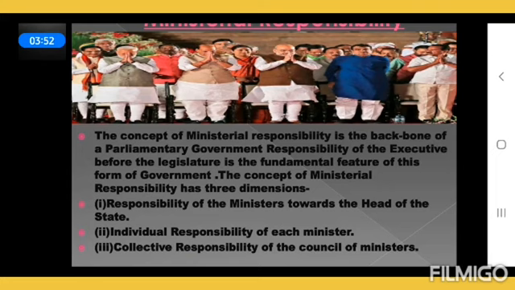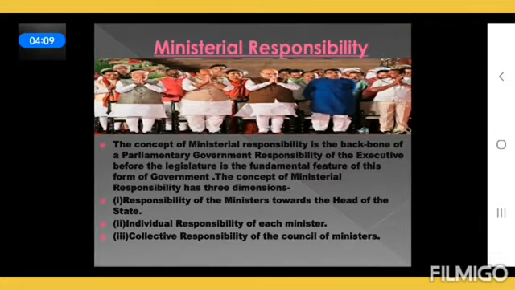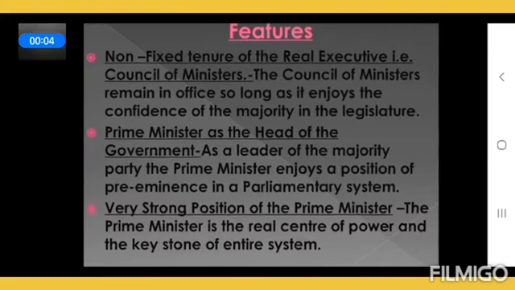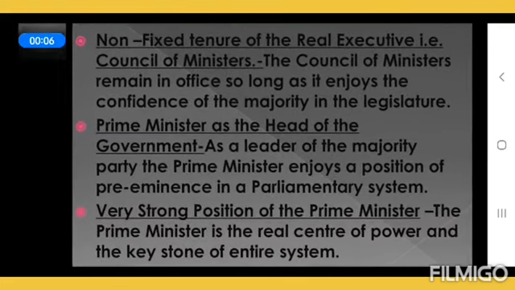That is why it is called the collective responsibility of the council of ministers, that is all the ministers including your prime minister. So that is why they are collectively responsible. I hope I'm very clear, right? So next is your next feature. Now the next feature is the non-fixed tenure of the real executive, that is the council of ministers.